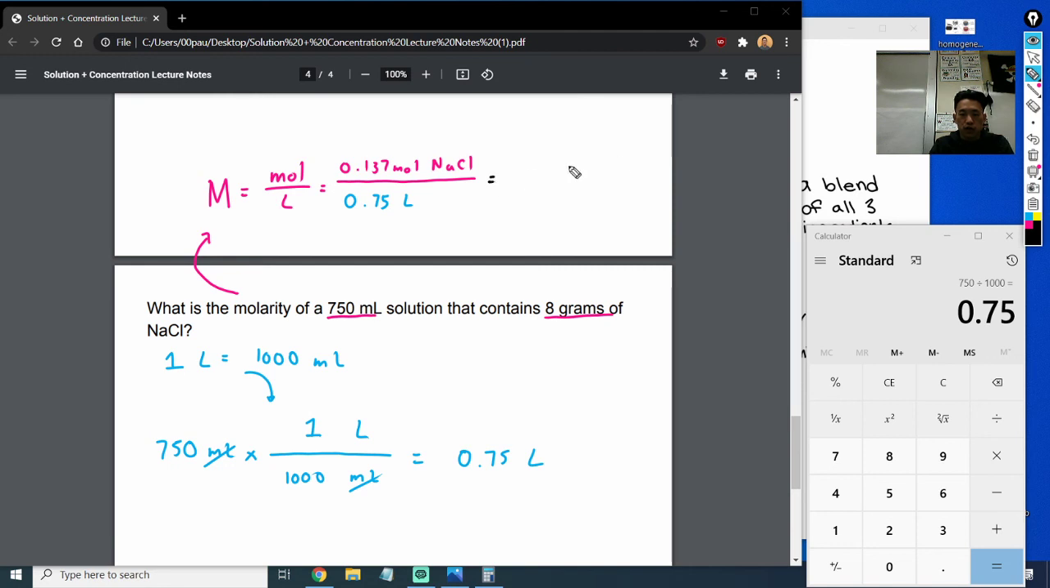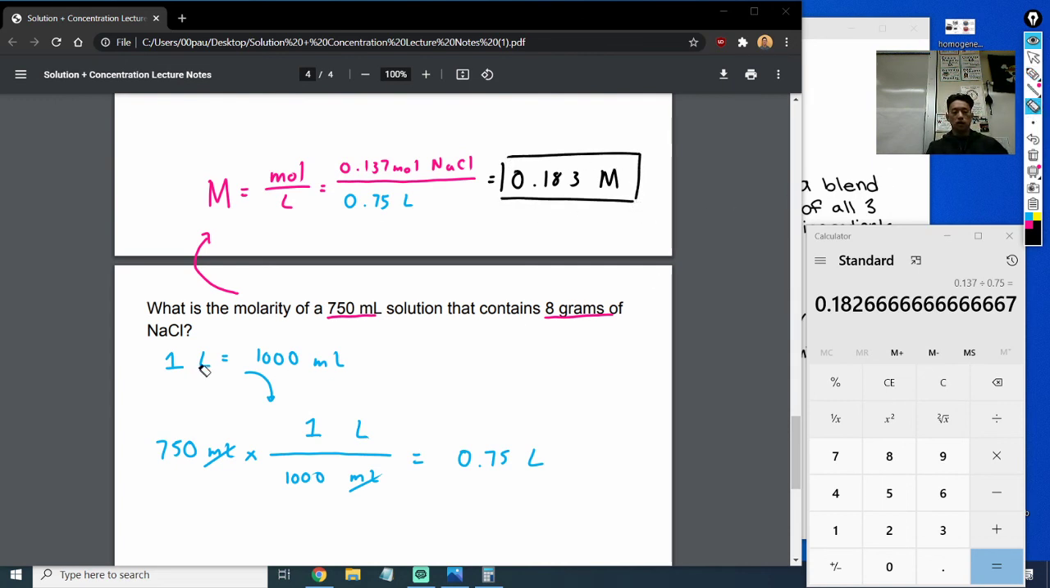So all we got to do now is go on our calculator, top divided by bottom, so 0.137 divided by 0.75, and that'll give you a final answer of 0.183 capital M molarity.